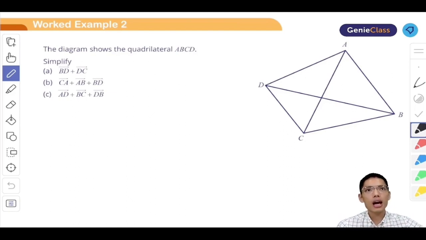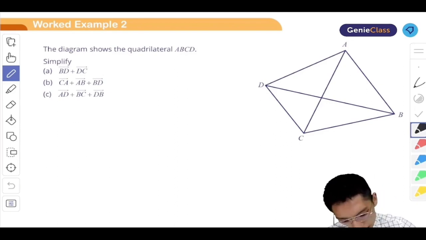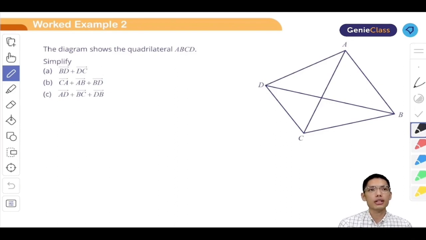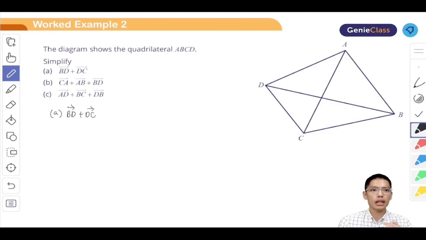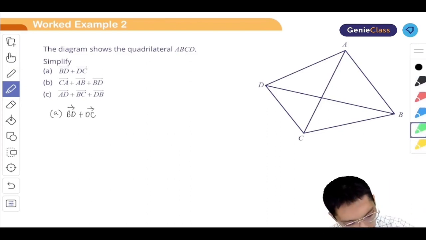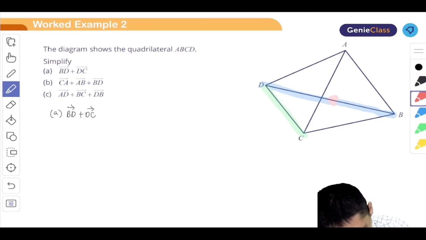Alright, now, how do we actually simplify our vectors? Okay, let's take a look. So let's simplify these vectors first. So BD plus DC. Again, first write down my vectors. Write down the equation. So simplify BD plus DC. Okay, let's look at the diagram. BD, what is it? Use a highlighter or anything to help you. BD. Okay, and then DC. Right, so it goes this way and this way.